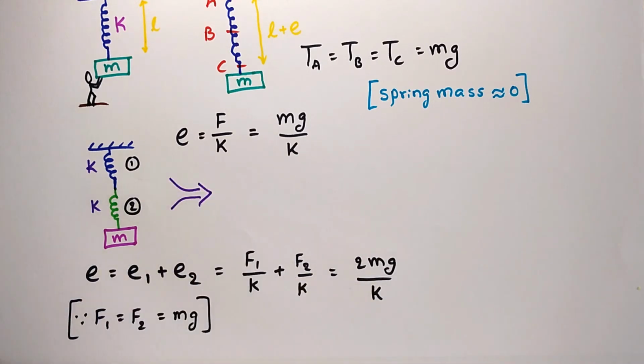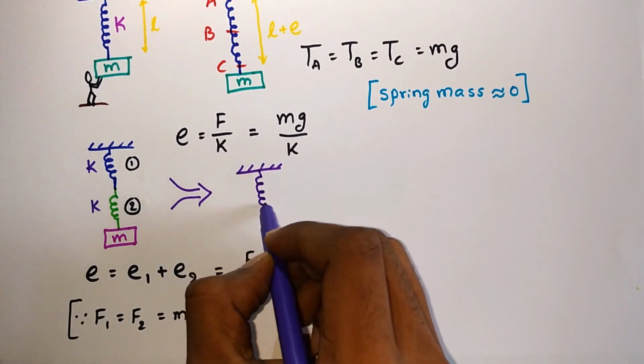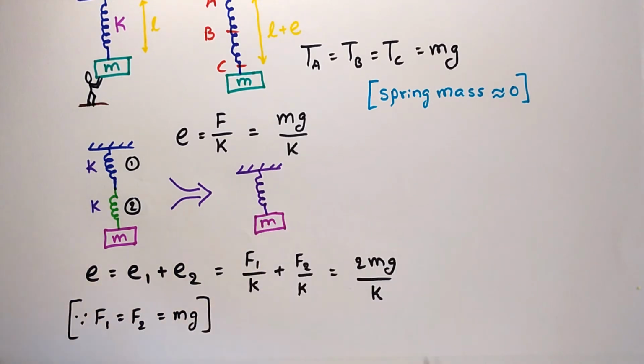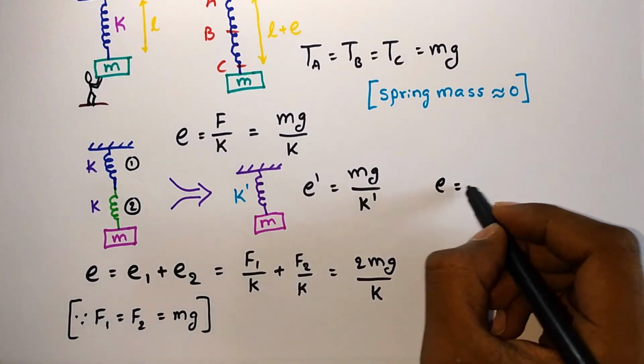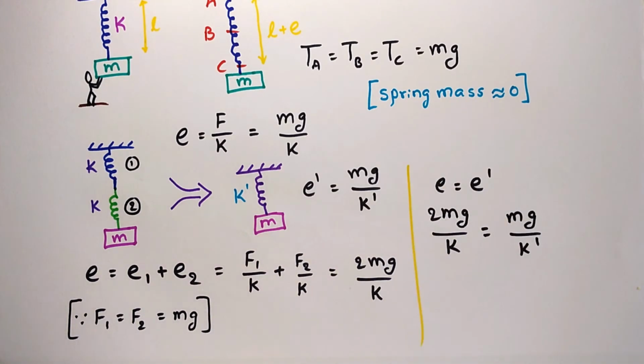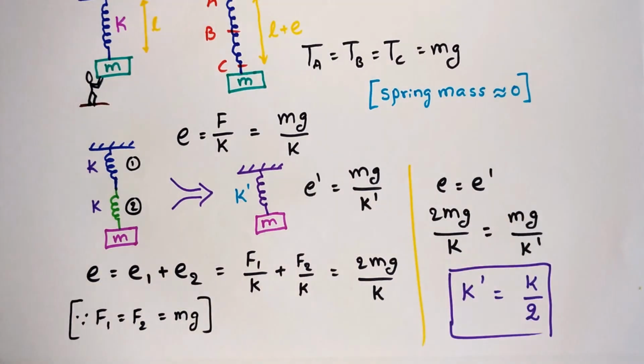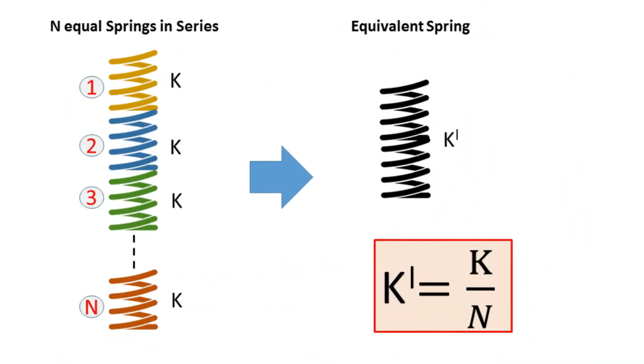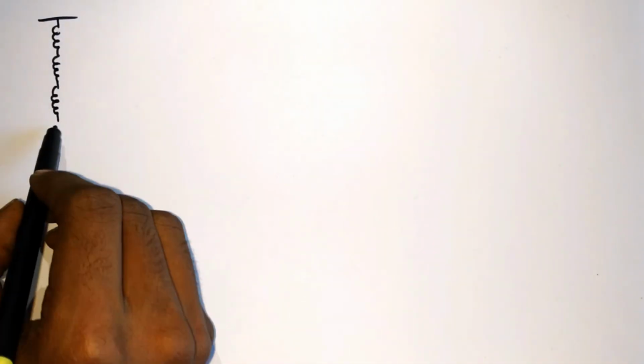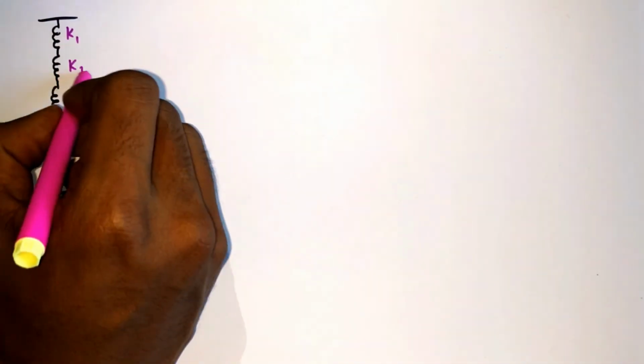Now let's take an equivalent spring which has the same kind of properties as the two springs in series. So if k dash is the spring constant of the equivalent spring, then we can write the elongation of this spring as mg by k dash. And since it has equal properties as the two springs in series, their elongations are also equal. So we get k dash equals k by 2. Similarly, if n equal springs are connected in series, then the equivalent spring constant k dash equals k by n. But what happens when n different springs are connected in series supporting a mass m?